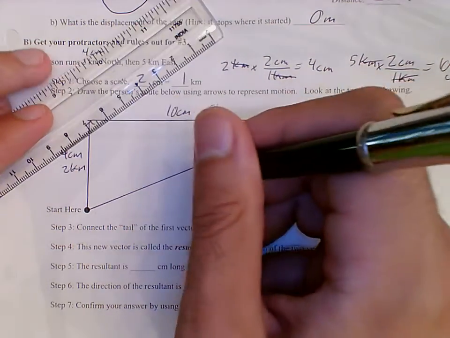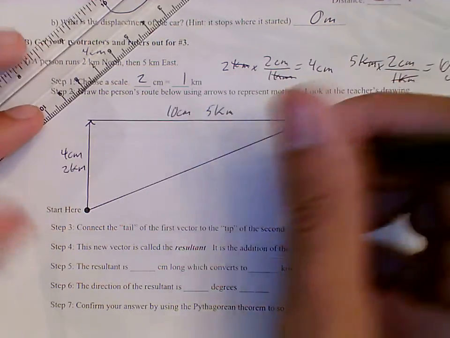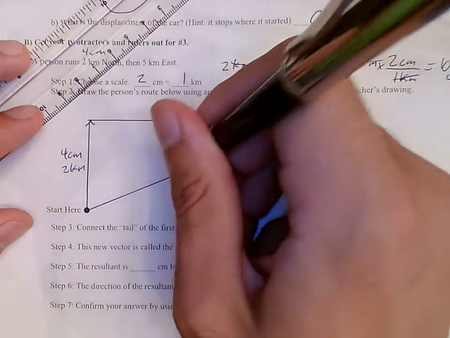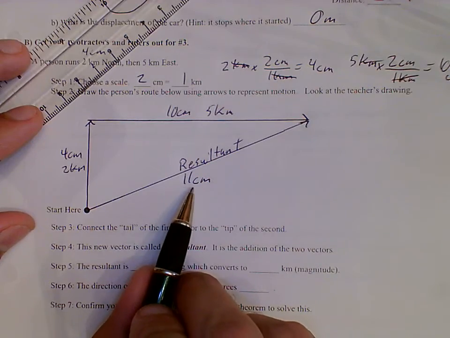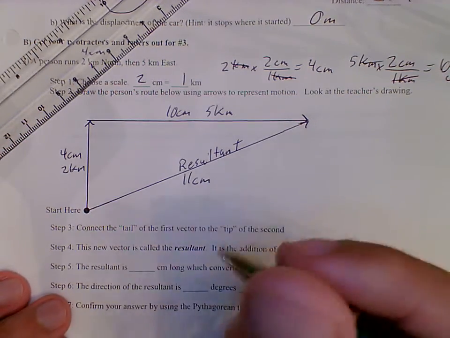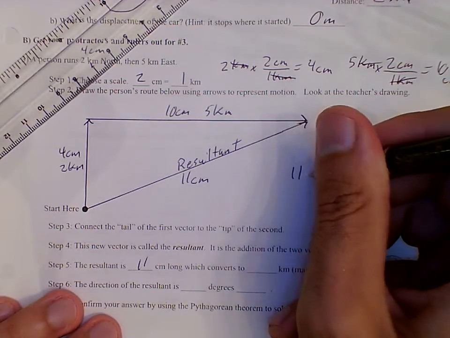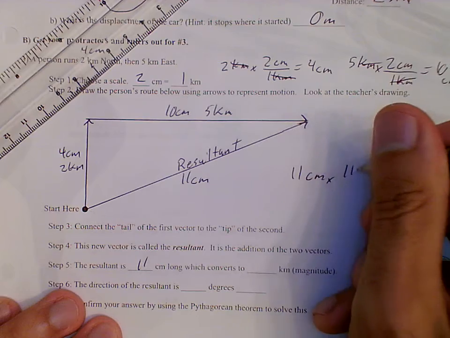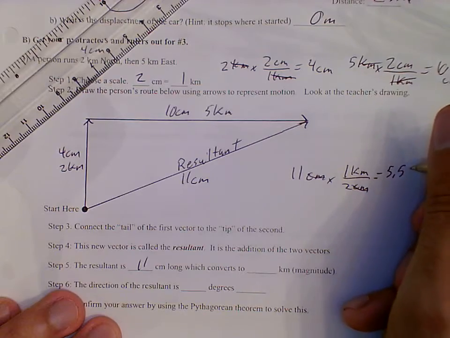And I can measure that out. I think that's about 10.7 centimeters. I'll call it 11 centimeters. So that new vector we just drew is the resultant. That's the vector sum. The magnitude, the size of the resultant, is 11 centimeters. And that's also the displacement. Well, the displacement has to be in kilometers, so let's convert that. So 11 centimeters. How do I convert? My ratio is 2 centimeters to 1 kilometer. So I want kilometers, so 1 kilometer goes on top, 2 centimeters goes on the bottom, centimeters cancel, and I get 5.5 kilometers.